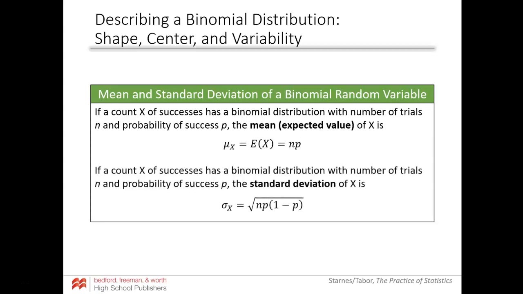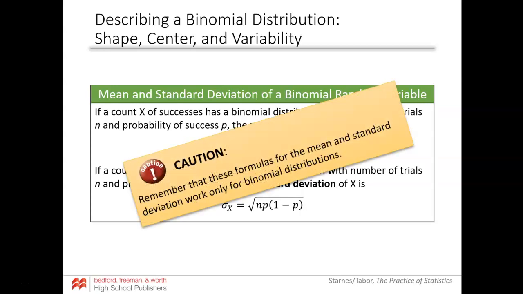Simple enough, right? Well, of course, the standard deviation is going to be weird because that's not as easily calculated. The standard deviation for that distribution is the square root of n times p, so that expected value, times failure. So 1 minus p, remember, is the probability of failure. These are on your formula sheet. These only work for binomial distributions.